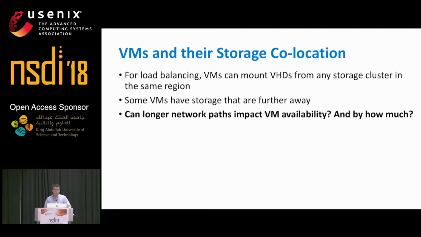Next, we'll try to quantify another design decision: whether we should co-locate VMs and their storage. At Azure, we allow VMs to mount VHDs from any storage cluster in the same region. This is because we want maximal load balancing. What this also means is that for some VMs, they'll have storage that is further away. So we wonder, can a longer network path impact VM availability, and by how much?